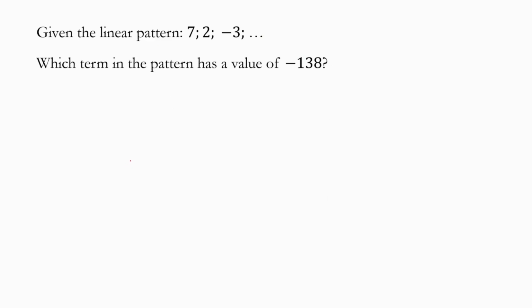Welcome back, smart mathematicians. We're doing question 113. Given the linear pattern 7, 2, negative 3, and it goes on like that, which term in the pattern is the value of negative 138? We're going to use our answer that we got in question 111.